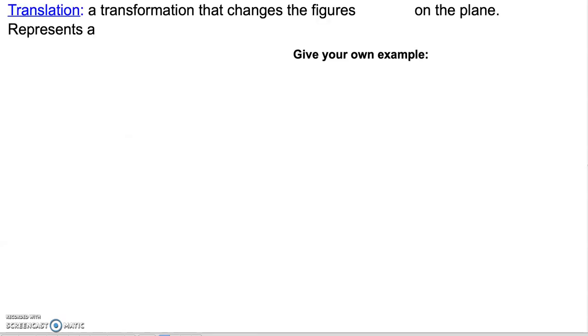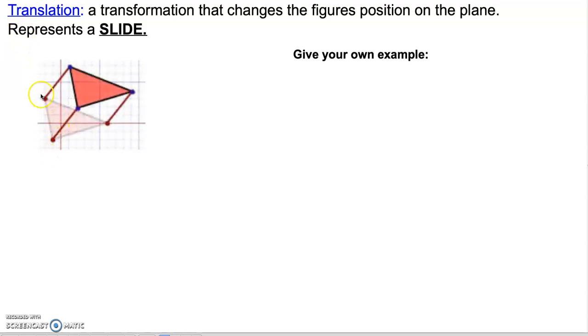The first type of transformation is a translation. A translation changes the figure's position on the plane. This represents a slide. So a translation means we're going to slide the figure into a different position on the graph. For example, if I'm starting at this red triangle here and I slide that triangle this direction, that's completing a translation. Notice that the orientation doesn't change. The triangle is still facing the same way it was to start with. It's only changing the placement on the graph.